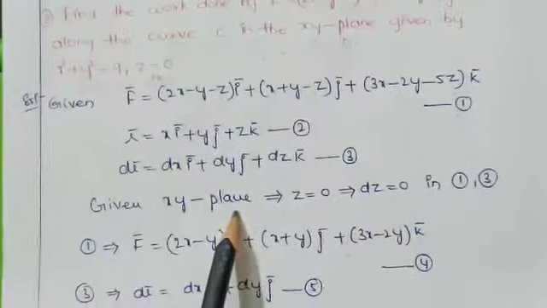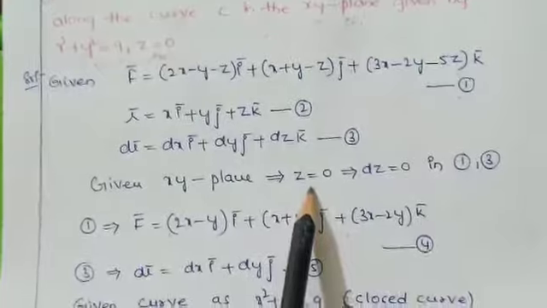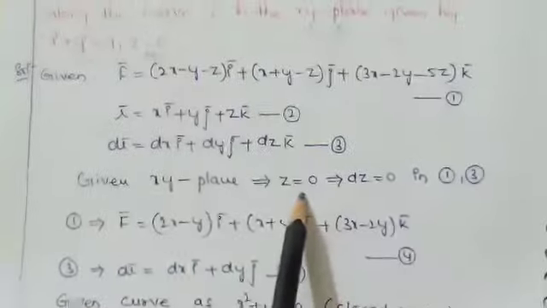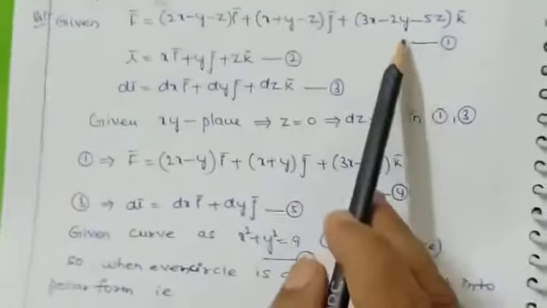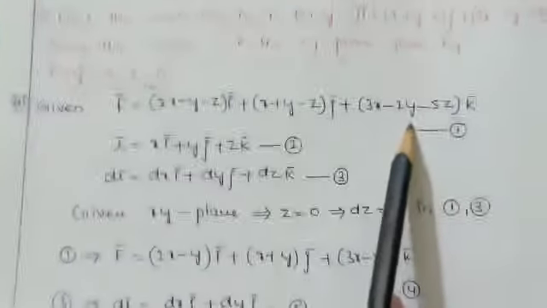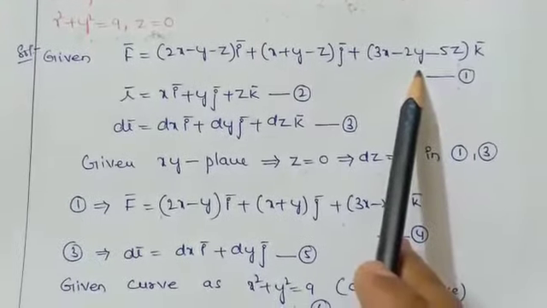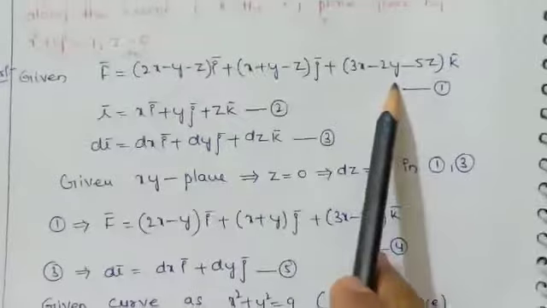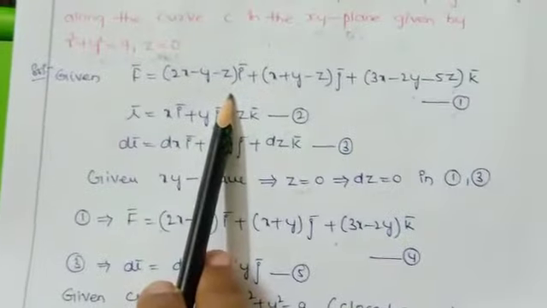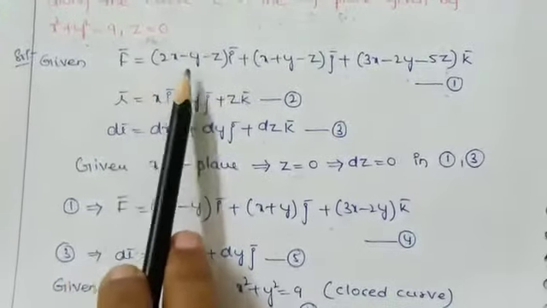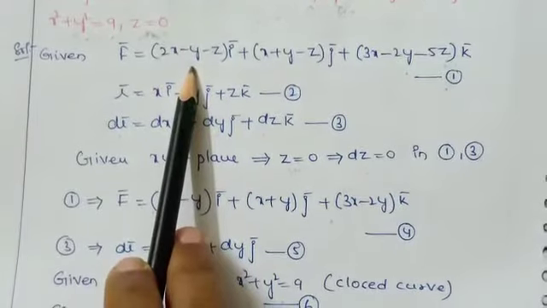Our condition is given as xy plane. We know that on xy plane, z value will be equal to 0. dz, the derivative of z, is also 0. So we are going to substitute z is equal to 0 in the vector equation. Since we said that the circle equation will be only on the xy plane, the z value should be equal to 0. Even in the vector function also, the value of z should be equal to 0. Completely vector equation should be in terms of x comma y.